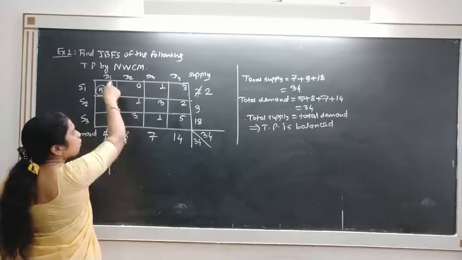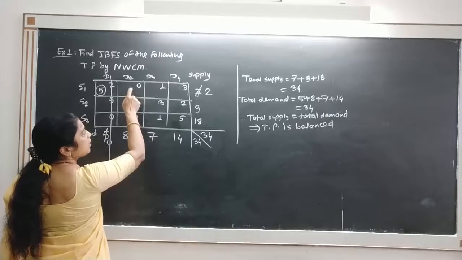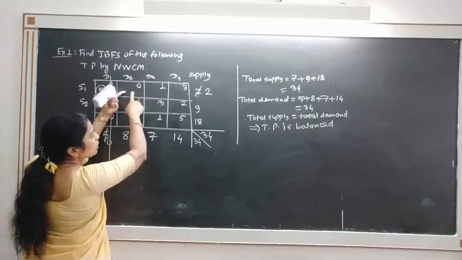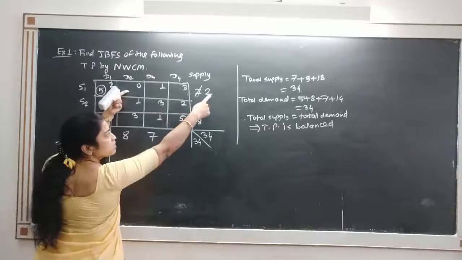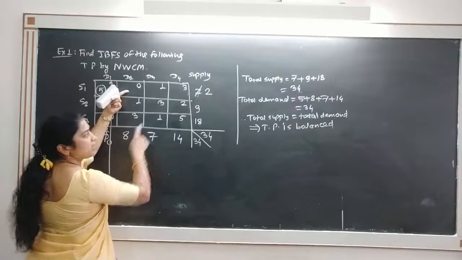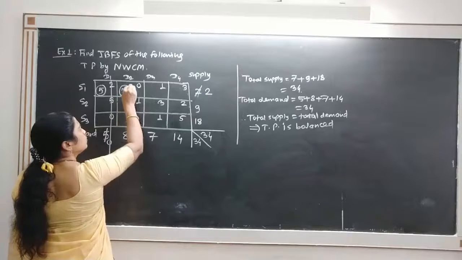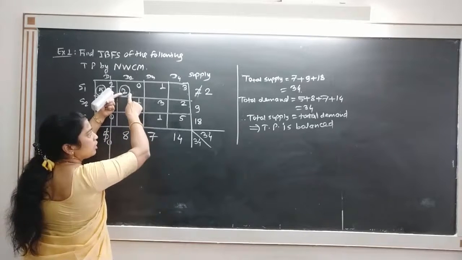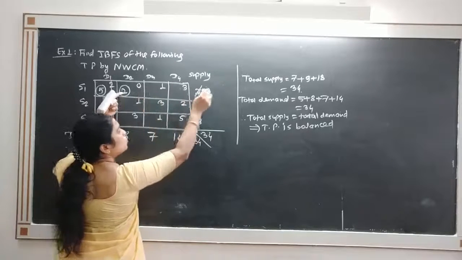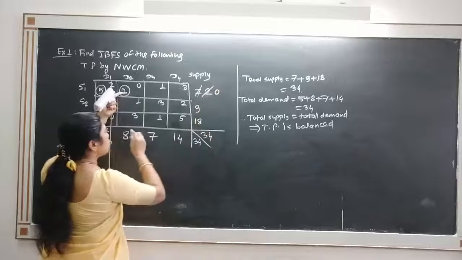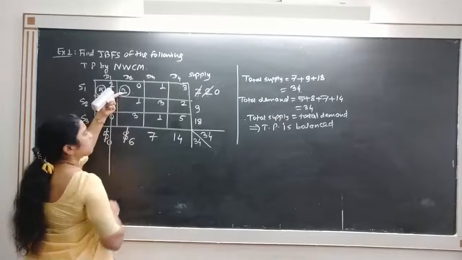Right, when we cross out the column, we move to the right cell, and therefore this is the next cell. In this cell, we allocate the minimum of supply and demand. Corresponding supply is 2, corresponding demand is 8, minimum of 2 and 8, that is 2. So allocate here 2. By allocating here 2, we adjust these amounts. So 2 minus 2, supply remains 0, and 8 minus 2, demand remains 6.